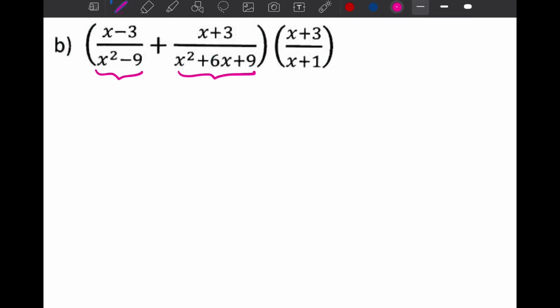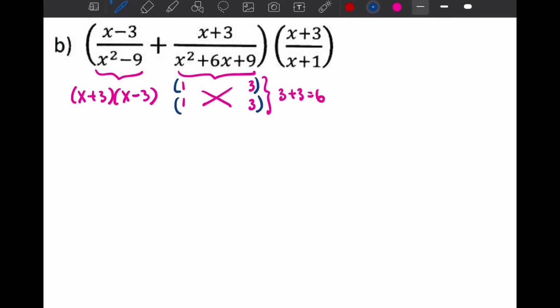The first term denominator is equal to x plus 3 times x minus 3, because this binomial is in the form of difference of squares. And the second denominator here would be 1 by 1, 3 by 3. So when we cross multiply, we get 3 plus 3, which is 6. And this equals the middle coefficient. So this is correct. So we'll just put the brackets around and we'll rewrite it.